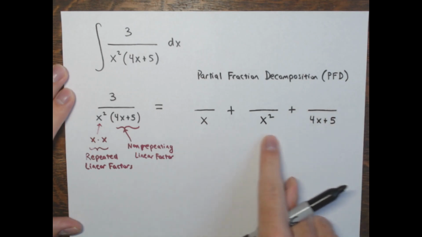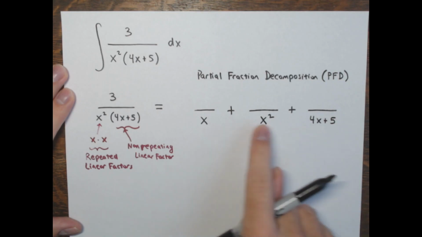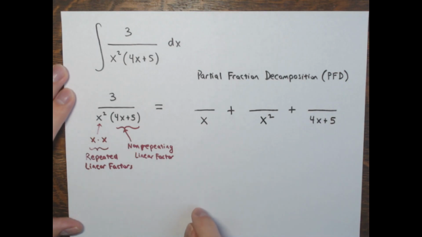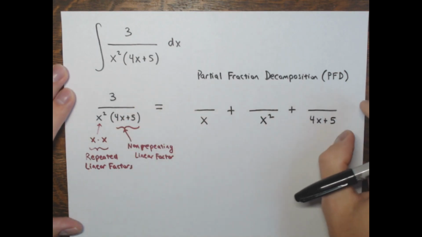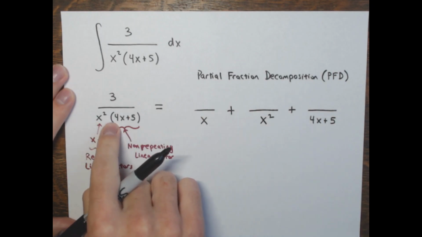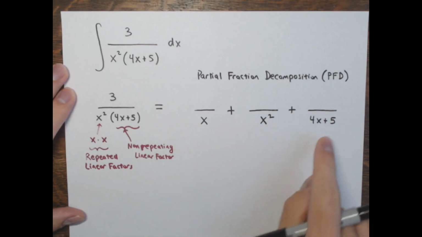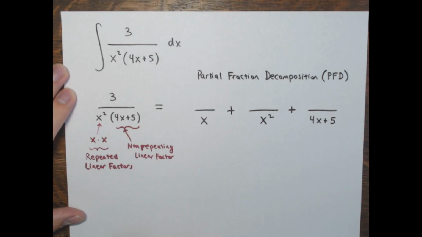Now, all these denominators here, if you were to find the least common denominator, it would be the original denominator. That's part of why we're doing this. I'm splitting it up into a sum of fractions where this is the LCD, and it'll be a lot easier to integrate with these simpler denominators than with this complicated product for a denominator.